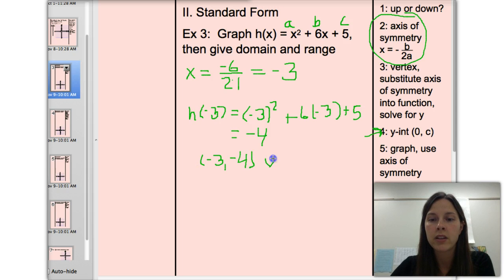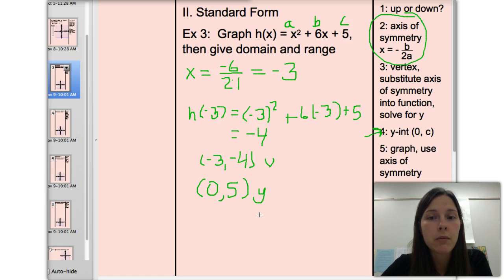So I'm going to label this with V for vertex because it will take me forever to actually write out the word vertex. Substituting 0 for x, the a term and the b term disappear, leaving us with just the constant of 5. And I'm going to put y for y-intercept.